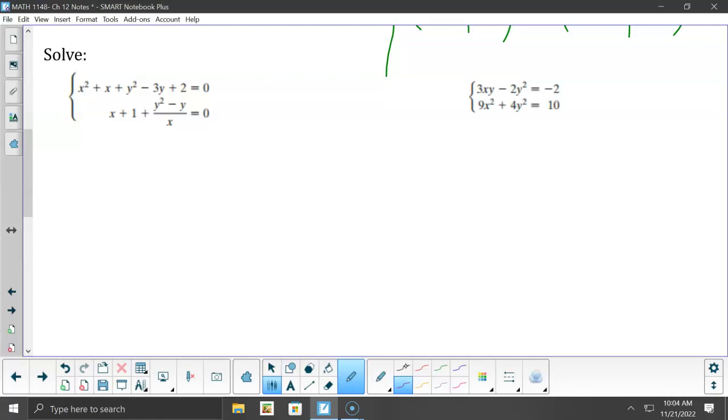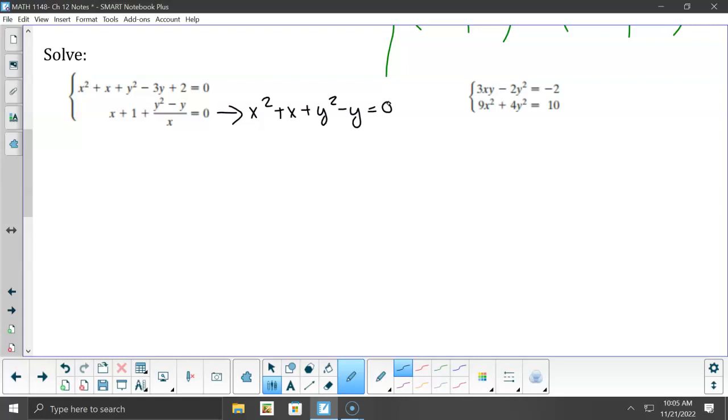All right, which one do you want to start, left or right? Yeah, I would go left. So for the left one, can I multiply this entire thing by x? So when I multiply it all by x, that gets rid of my fraction. So I've got x squared plus x plus y squared minus y equals 0, because 0 times x is still 0.